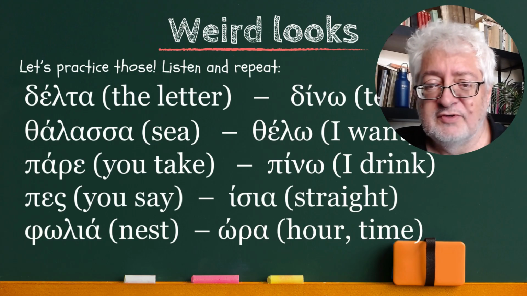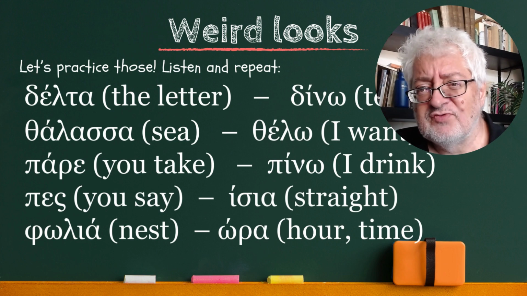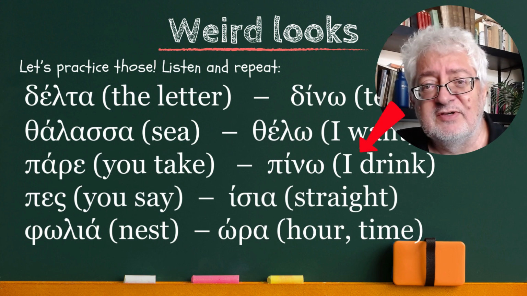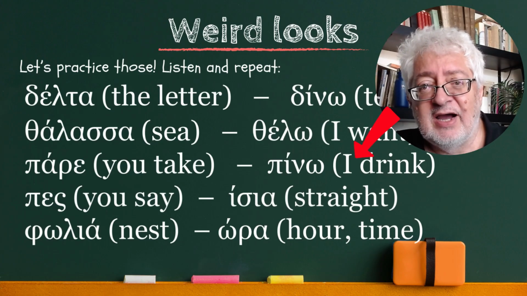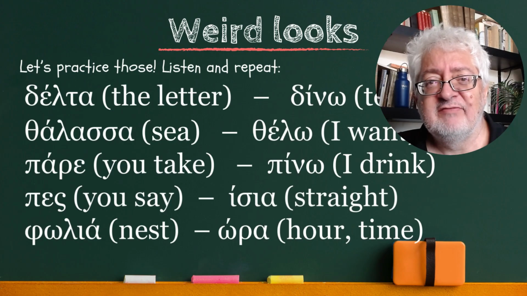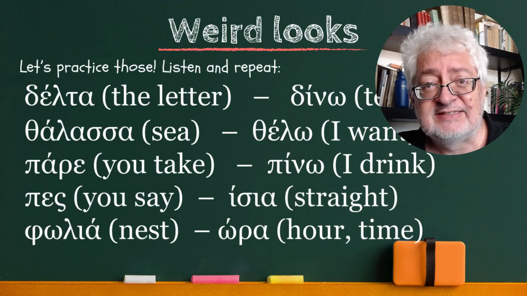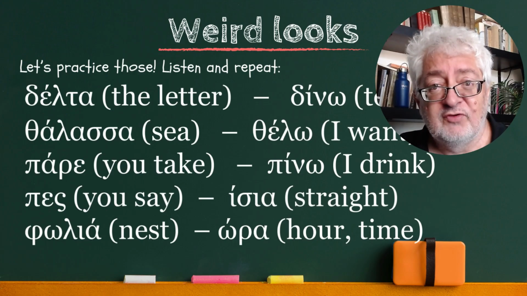Okay, I hope you could say all these with the new letters you learned. The verb forms are sometimes a little strange for the English speaker. For example, pino, it says I drink. Thelo, I want. We will talk about this later, but in Greek you don't have this infinitive form of the verb like in English where you say to want, to drink. All the verbs exist only in a form that already has person in it.